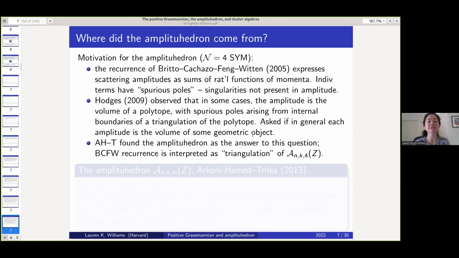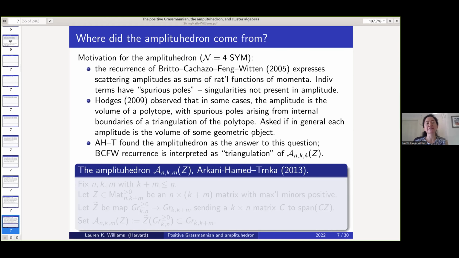And roughly speaking, the BCFW recurrence gets interpreted as giving a triangulation of the amplituhedron A_{n,k,4}(Z). Okay, so that is the backstory. That's where the amplituhedron came from. But now I want to define it mathematically. And the definition is very simple. It's just the image of the positive Grassmannian under a particular map.